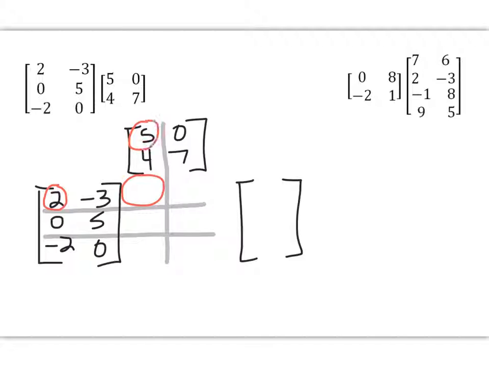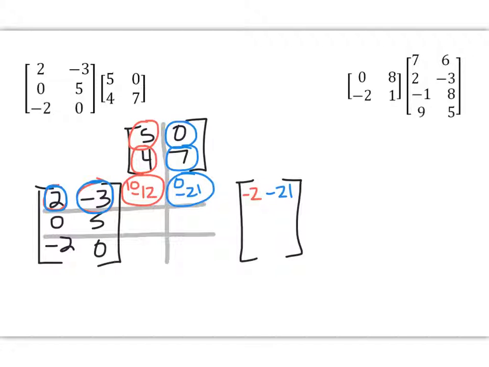So 5 times 2 is 10. Negative 3 times 4 is negative 12. I'm already doing 10 minus 12 is negative 2. Sorry, jumping ahead. Now I'm in this box. So I'm going to do 2 times 0 is 0. Negative 3 times 7 is negative 21.